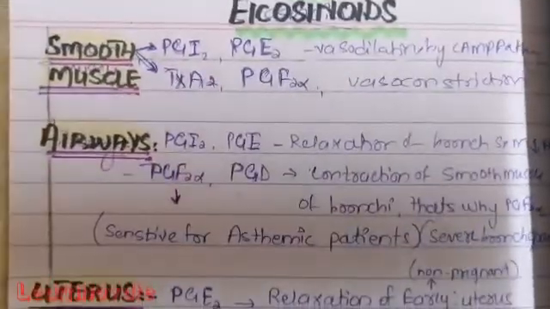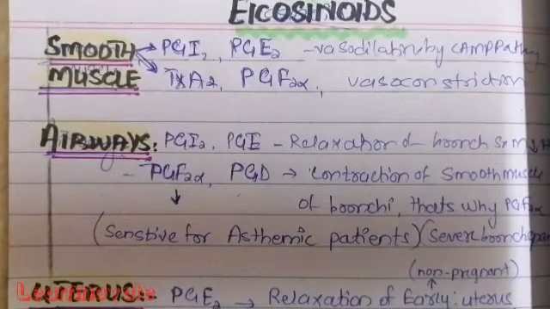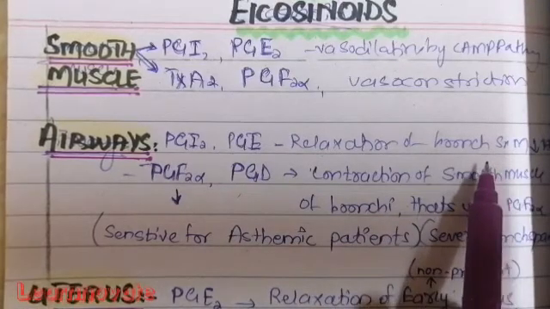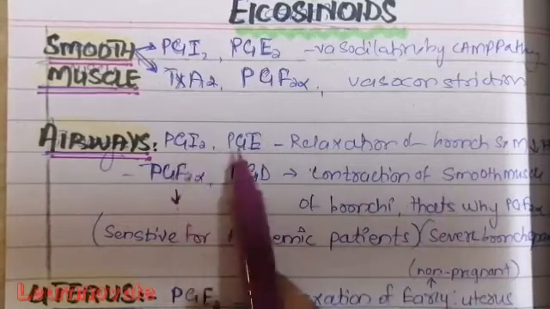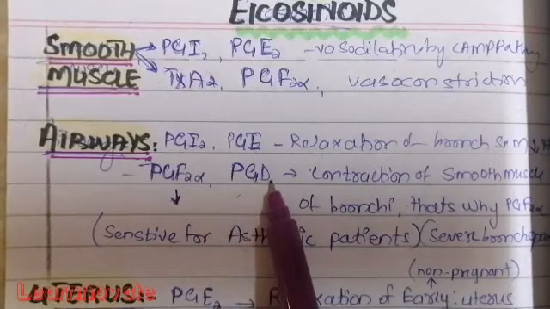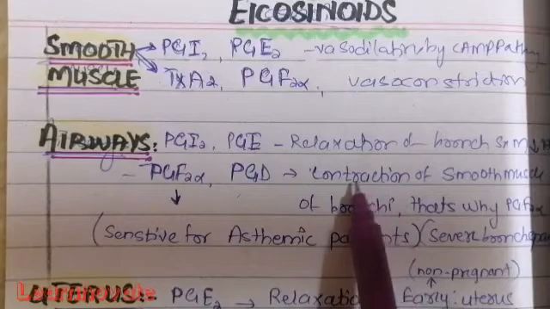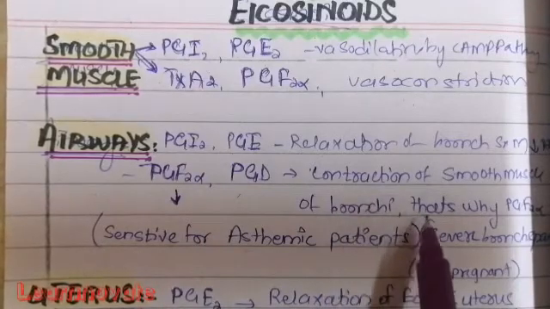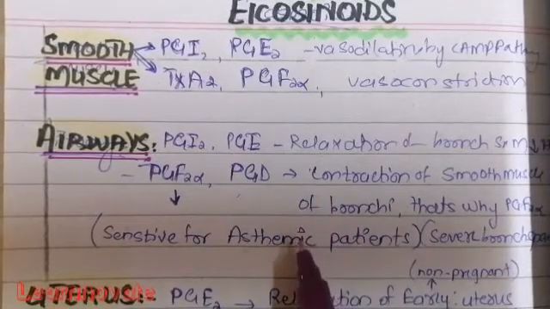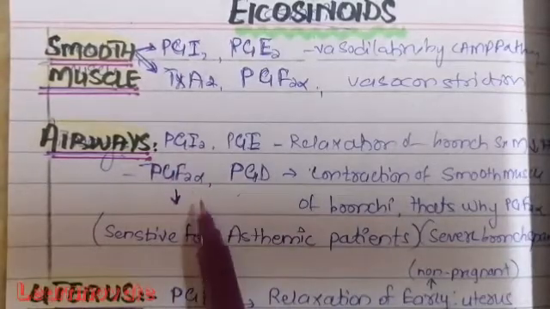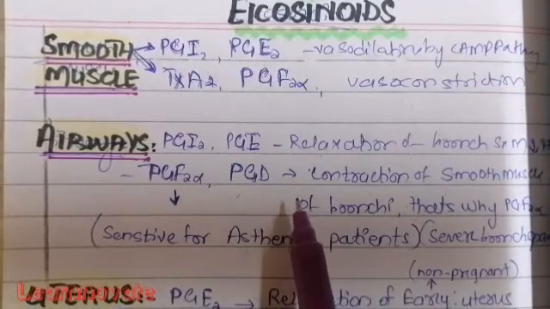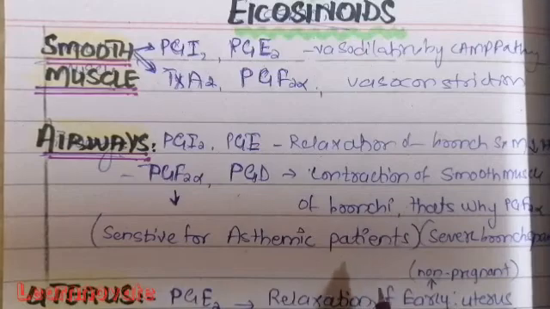Now the next one is the airway. Prostaglandins I2 and E are going to cause the relaxation of the airways, that is, the bronchial smooth muscle will relax, and there will be opening of the airway because of these two prostaglandins. While prostaglandin F2 alpha and prostaglandin D both cause contraction, you can say bronchospasm, decreasing the diameter of the bronchi and decreasing the patency of the airway. The important point here is that prostaglandin F2 alpha especially is dangerous for asthmatic patients. Why? Because in these patients it will cause severe bronchoconstriction and this may be fatal.